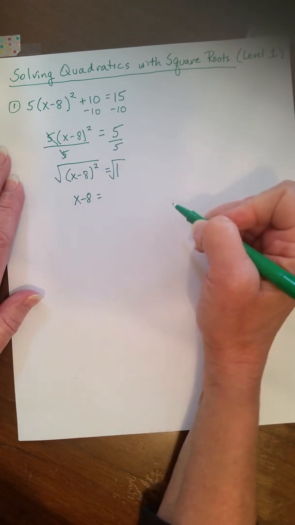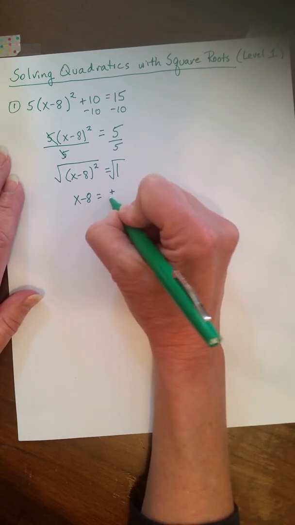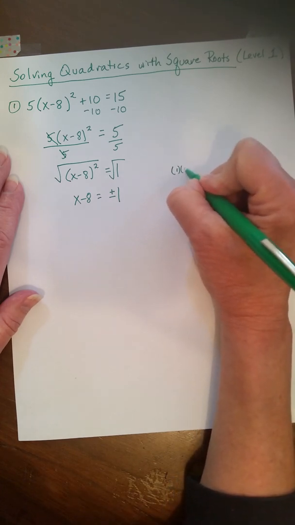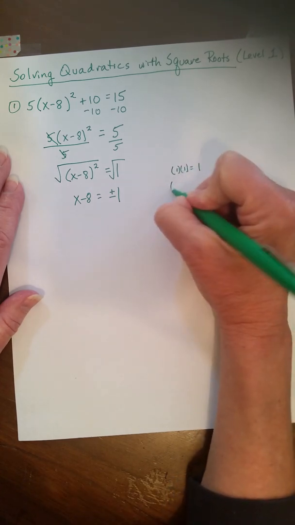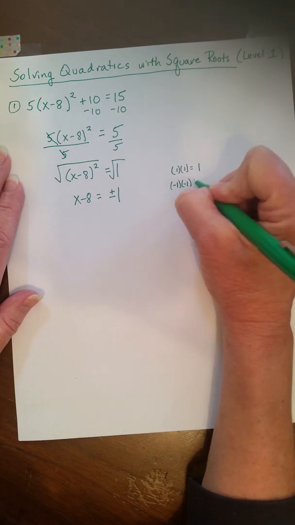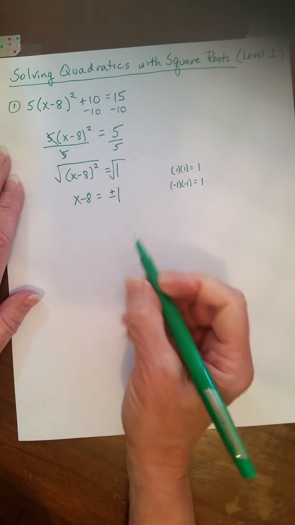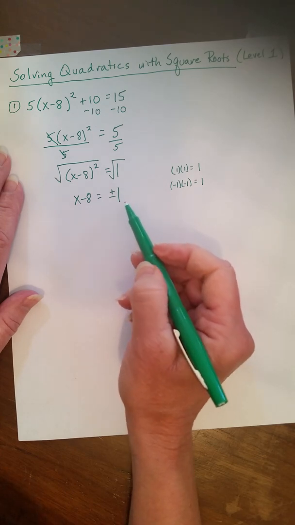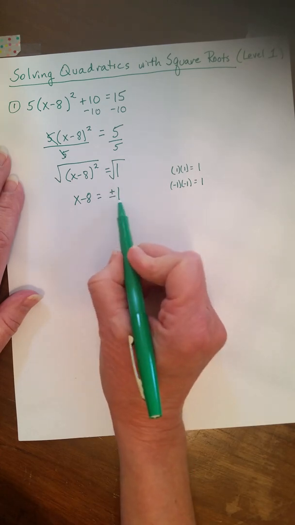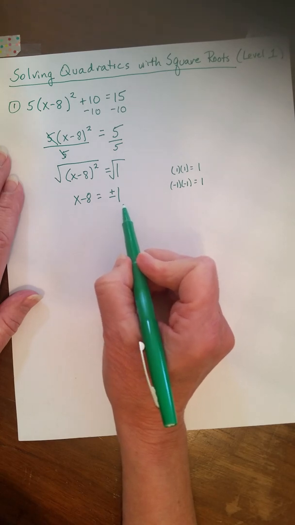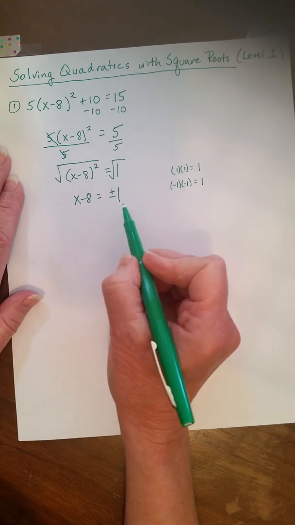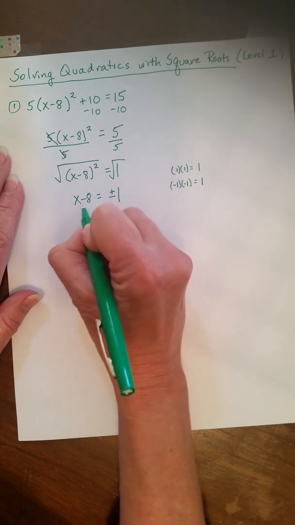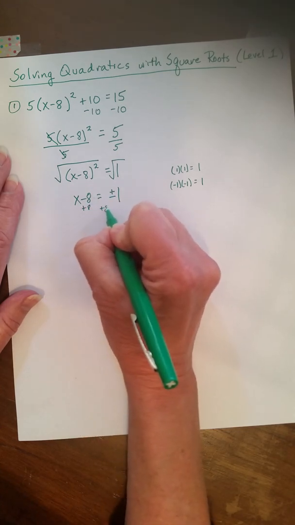Now the square root of 1 is actually positive and negative 1, because positive 1 squared is 1 and negative 1 squared is also 1. So the square root of 1 actually has 2 square roots, both the positive and the negative. So we put plus or minus 1. Okay, that might be some new notation. Okay, now I need to solve for x. So I need to add 8 to both sides.